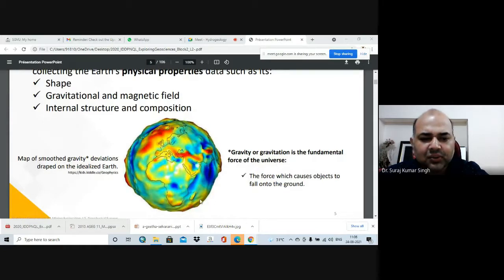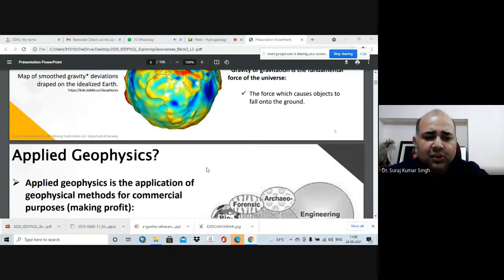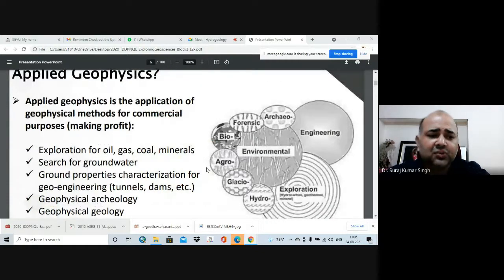Whenever we see the earth, somebody will say it's an ellipsoid, somebody will say it's a spheroid, but in remote sensing and GIS we consider the earth as a geoid. So we'll be doing what a geoid is and how geophysics is applied.